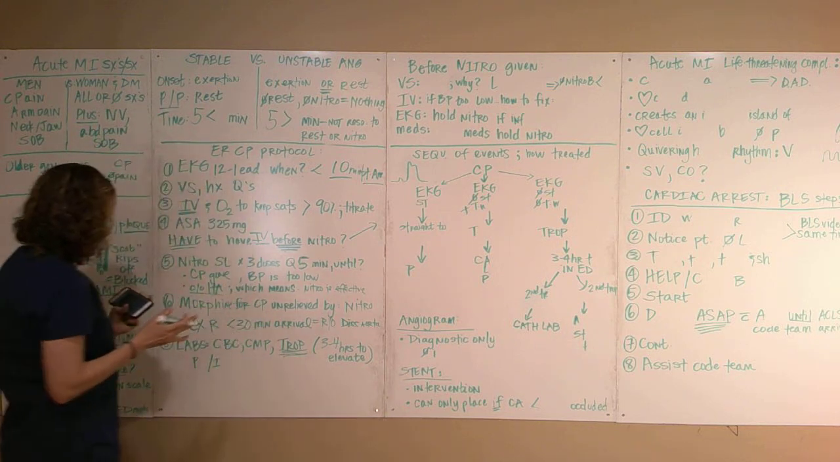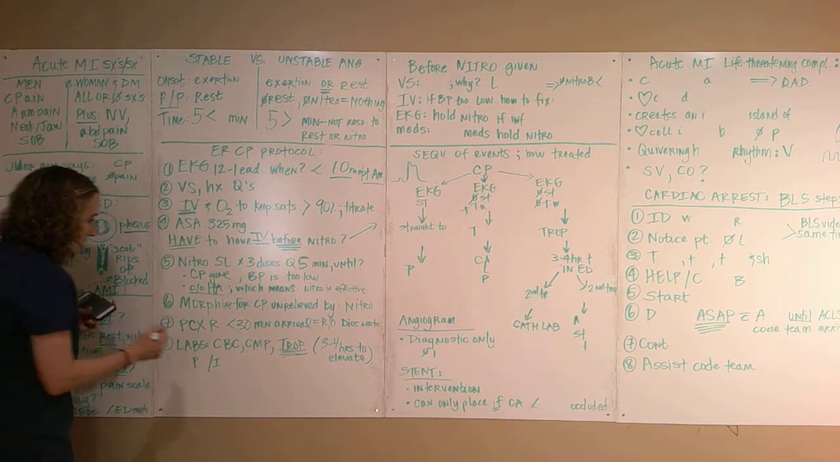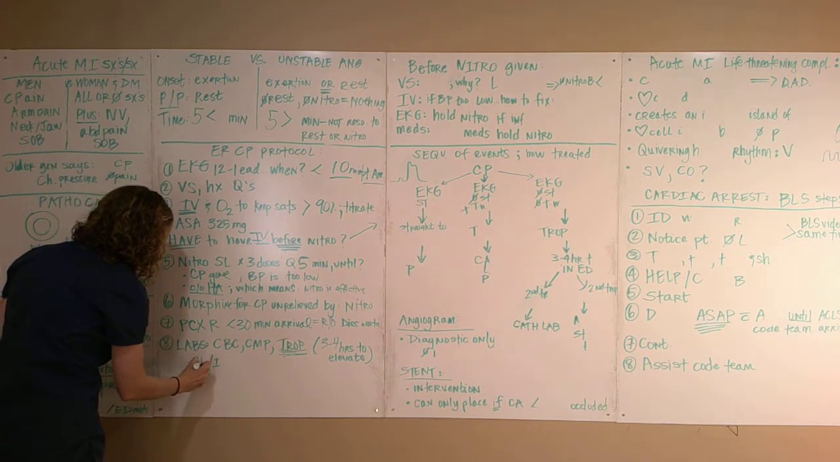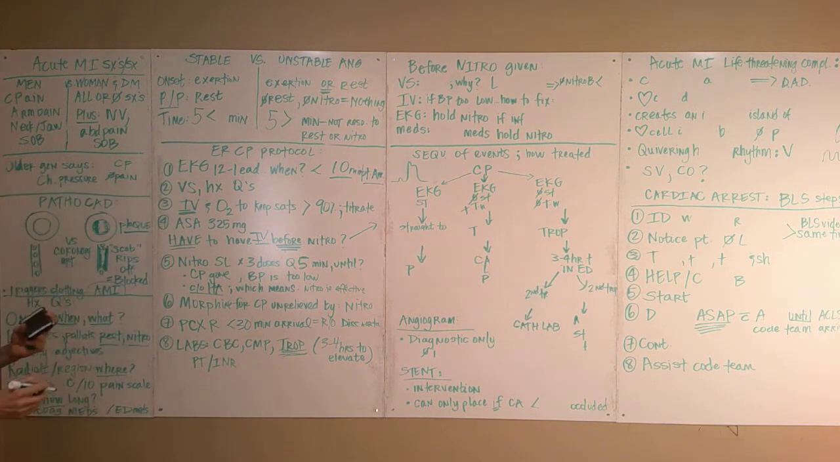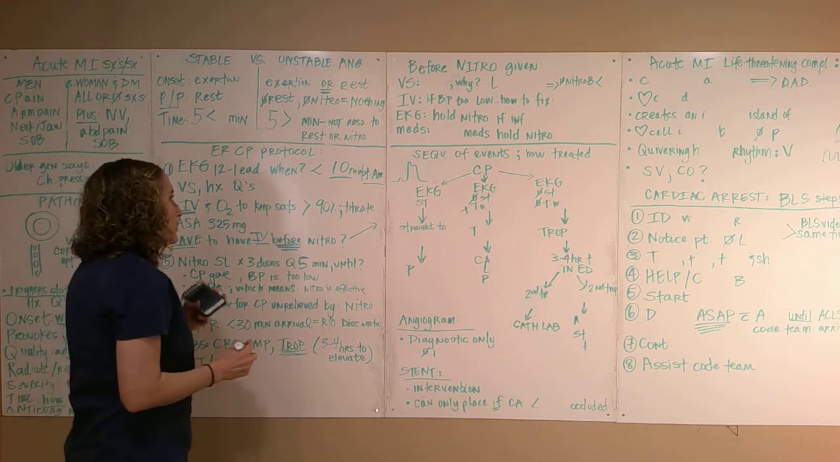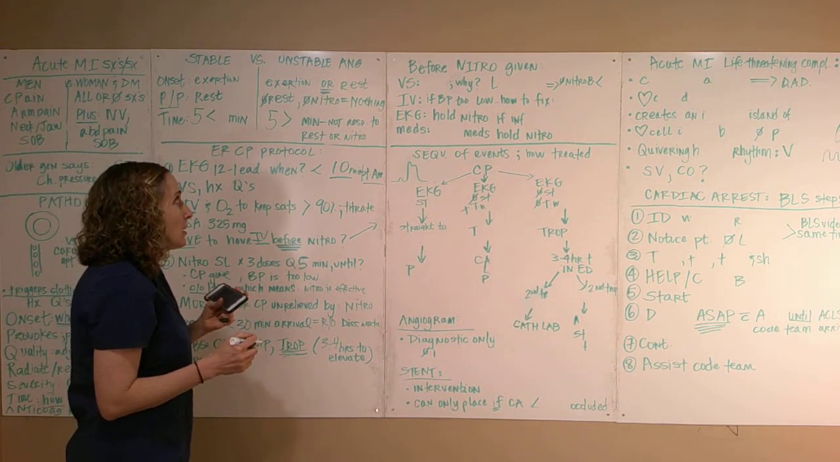Onset when the symptoms started, okay? And then we get a PT INR usually, but that's not super emergent right before everything happens, but that's something that they usually get.